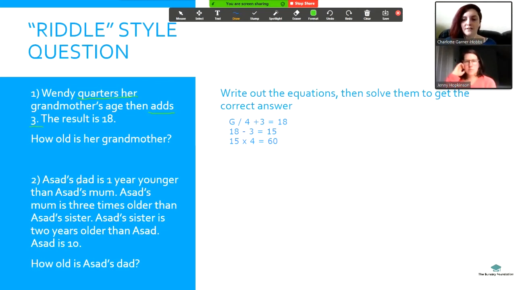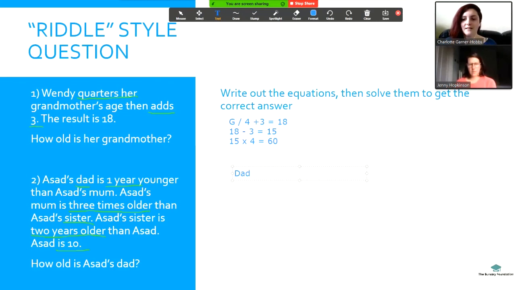So what do we find out first? Well, Asad's dad is a year younger than Asad's mum. And Asad's mum is 3 times older than his sister. And the sister is 2 years older than Asad, and we know that Asad is 10. So let's start writing this out then. So let's start with his dad.